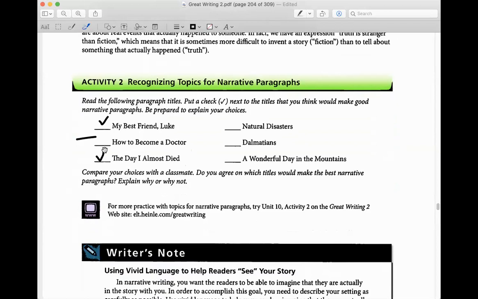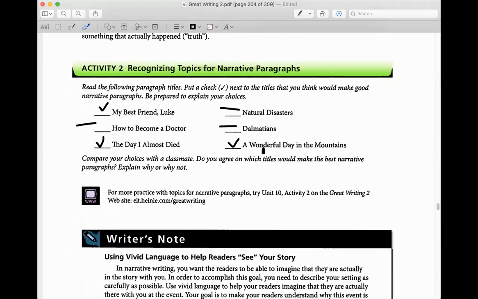That would be fascinating. Natural disasters? No, it's not really about you. Dalmatians? That's about dogs. No. A wonderful day in the mountains? Yeah, if you had a hike in the mountains and you're writing about your day, that could be a good narrative paragraph.